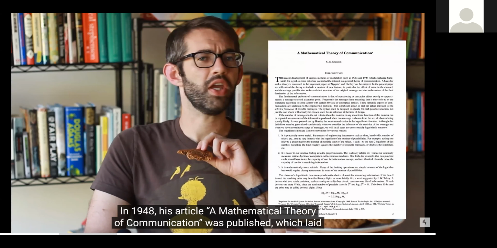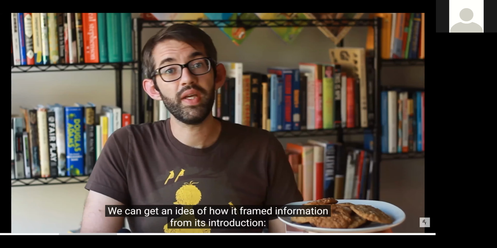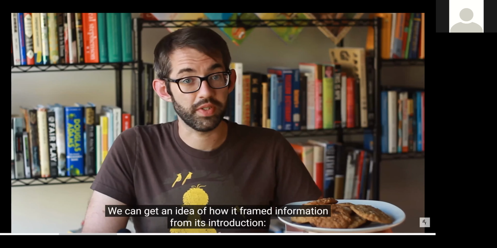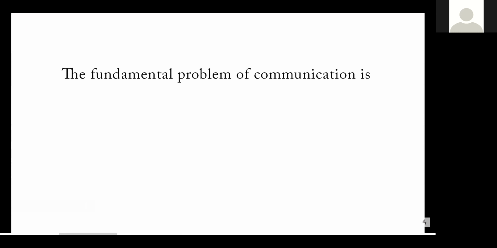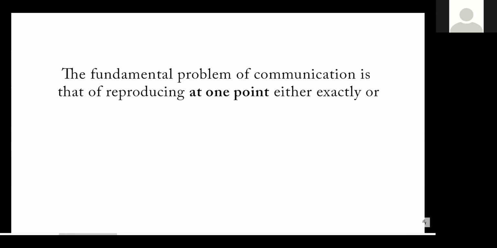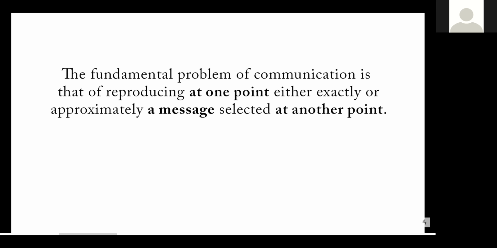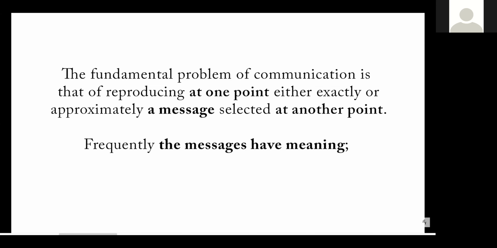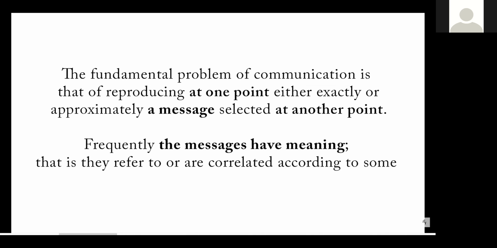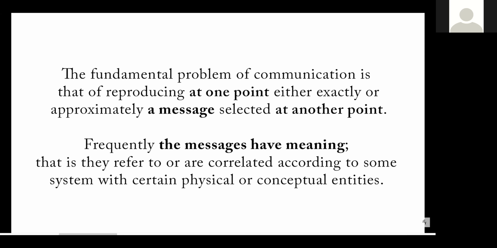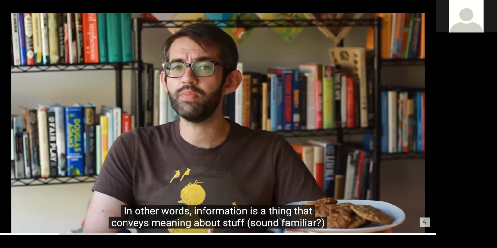In 1948, his article, A Mathematical Theory of Communication, was published, which laid the groundwork for information theory as a field. We can get an idea of how it framed information from its introduction. "The fundamental problem of communication is that of reproducing at one point, either exactly or approximately, a message selected at another point. Frequently, the messages have meaning, that is, they refer to, or are correlated according to, some system with certain physical or conceptual entities." In other words, information is a thing that conveys meaning about stuff.